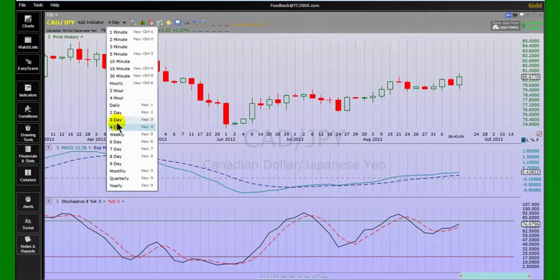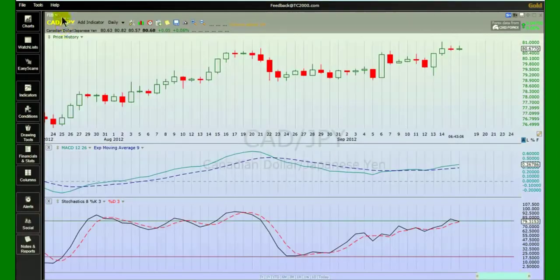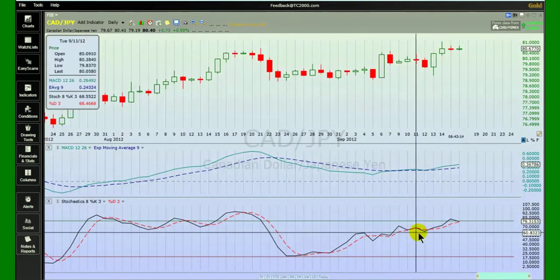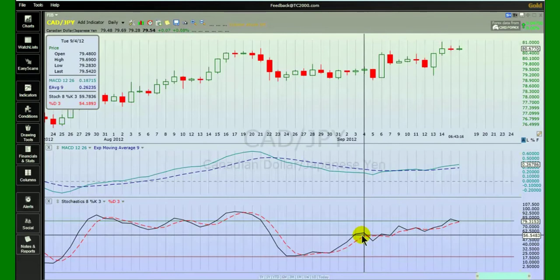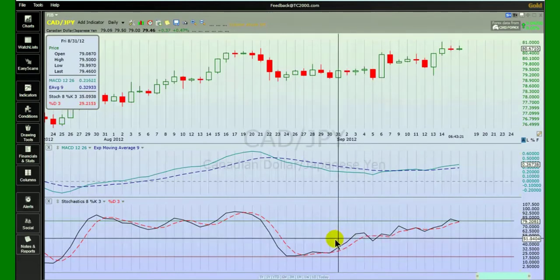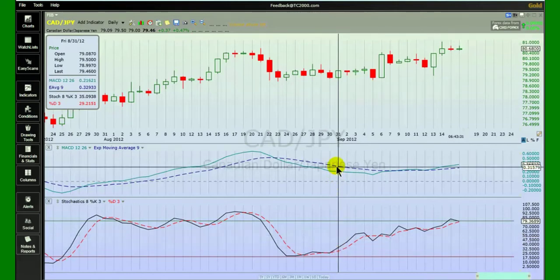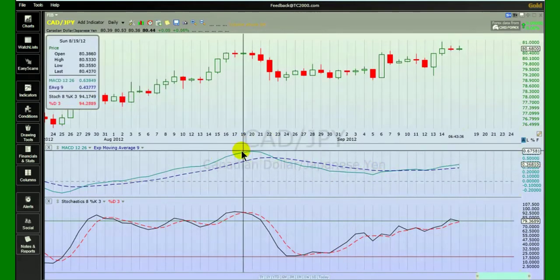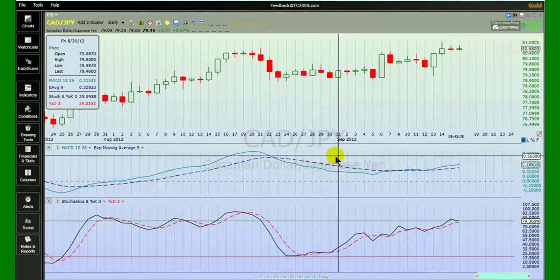So we are now on the 4 days chart. We're going now to the daily chart. We are looking at the Canadian dollar yen currency pair. As you can see, where I stop now, this is the 31st of August. This is the MACD here on top. So the 31st is here.